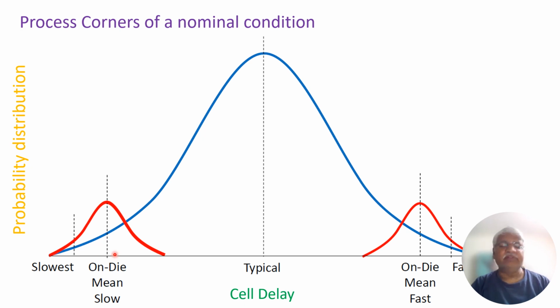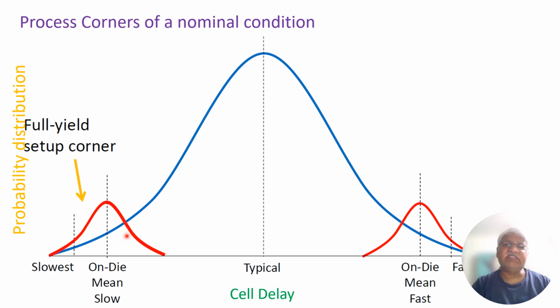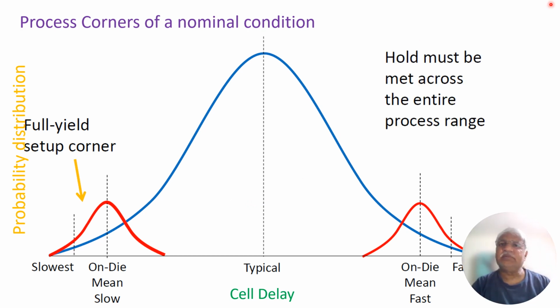So this SSG corner delay will be smaller than the slowest corner. Sorry, so this SSG mean is smaller than the slowest value. So actually here the items are interchanged. The setup corners in general should be checked in the slowest corner, and the hold corners must be checked in all corners here.